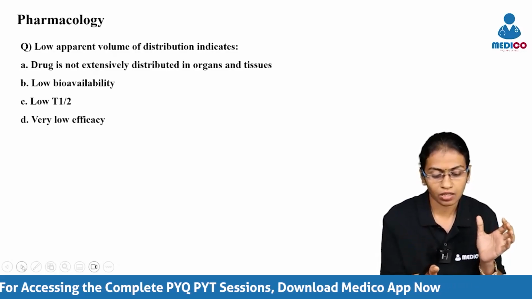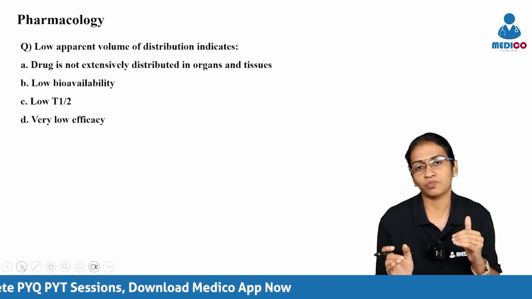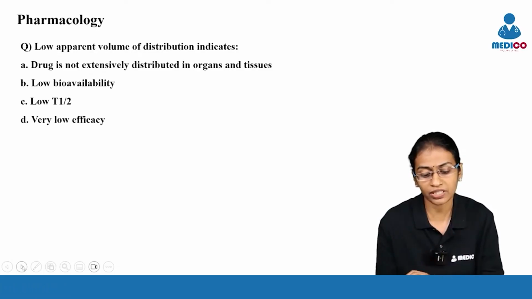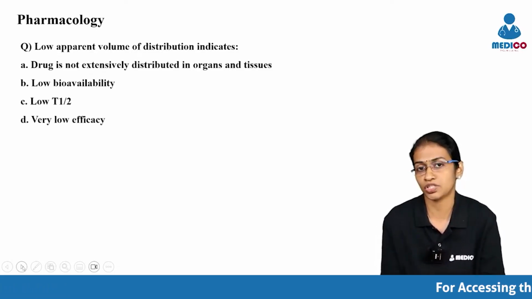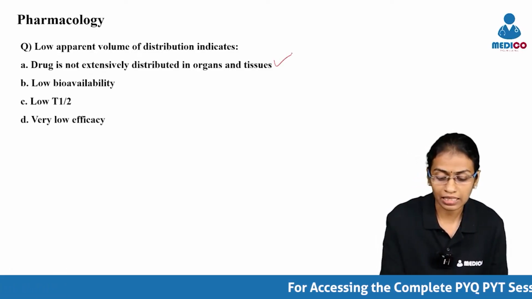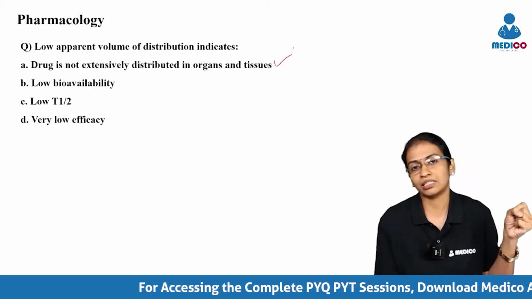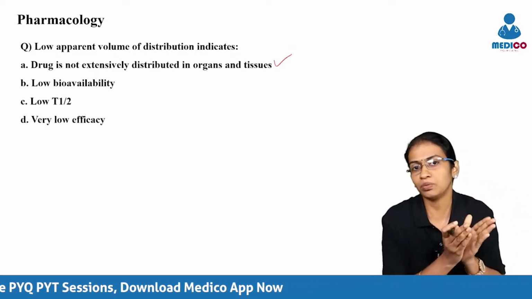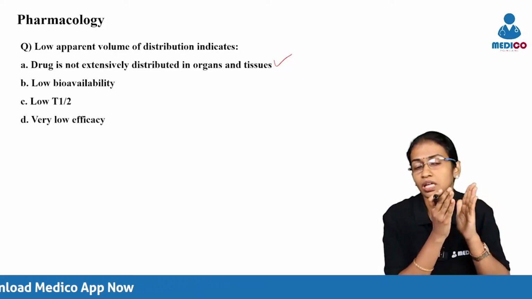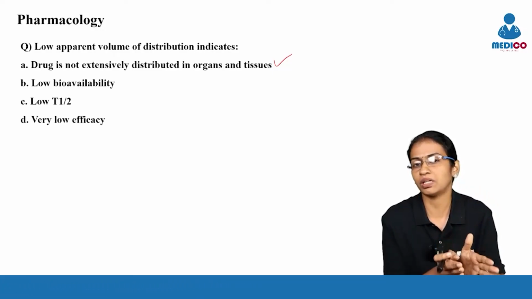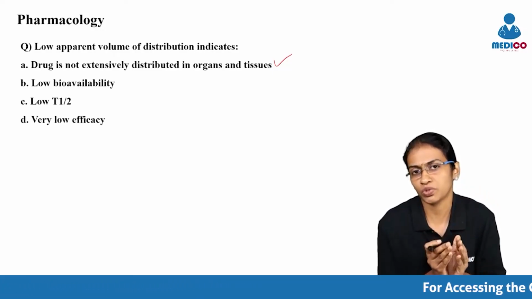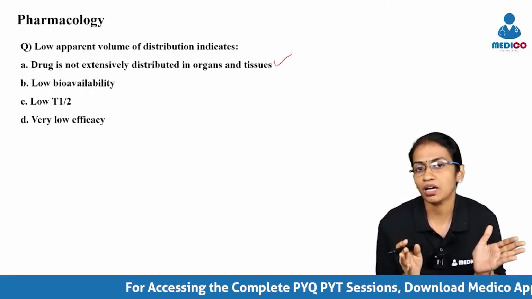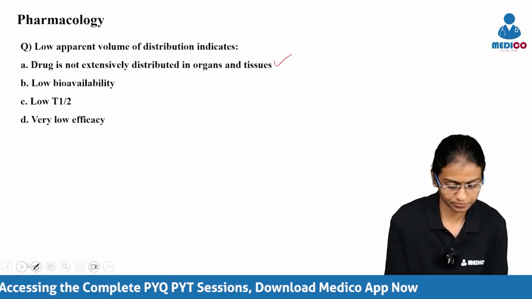So, low apparent volume of distribution means, the first option, the drug is not extensively distributed in organs and tissues. That is a right answer. If the drug, as I said earlier, is highly protein bound, it will remain within the vascular compartment. If it is remaining within the vascular compartment, it will have low volume of distribution. If it has extensive tissue penetration, it will have large volume of distribution.